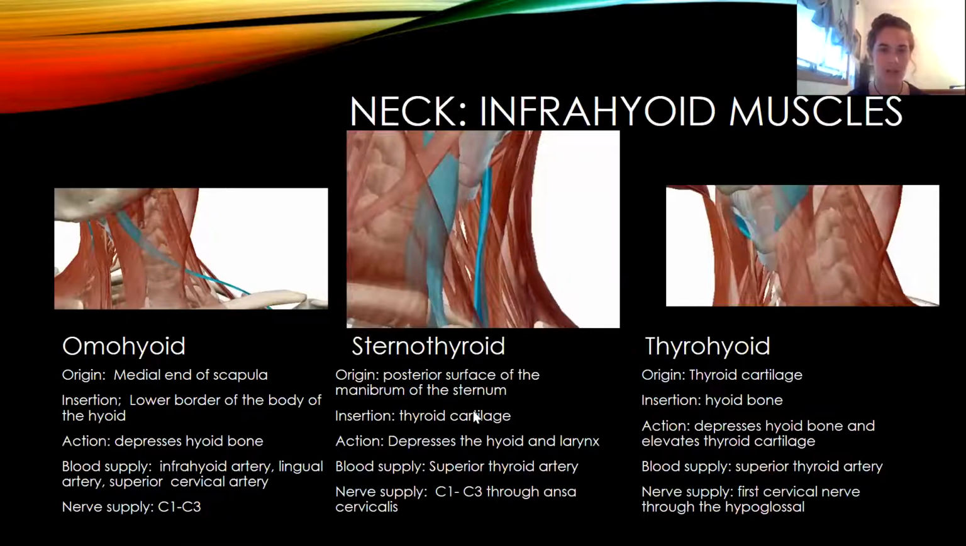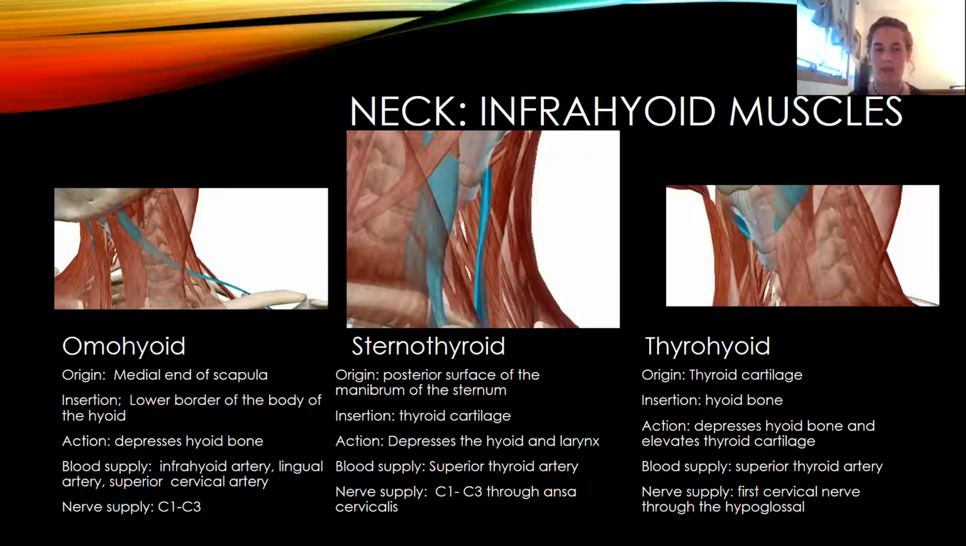Okay. So next we have the infrahyoid muscles. First is the omohyoid, and the origin of this is the medial end of the scapula, right over here. And then the insertion of this is the lower border of the body of the hyoid. This depresses the hyoid bone, and the blood supply is the infrahyoid artery, lingual artery, and superior cervical artery. Nerve supply goes through cervical 1 through 3 through the ansa cervicalis.